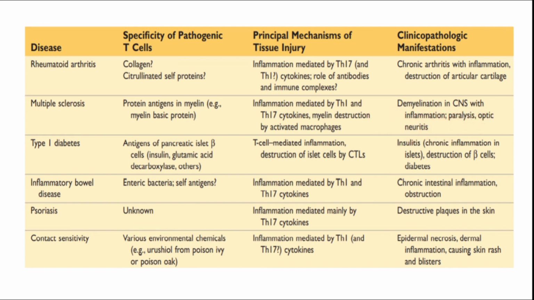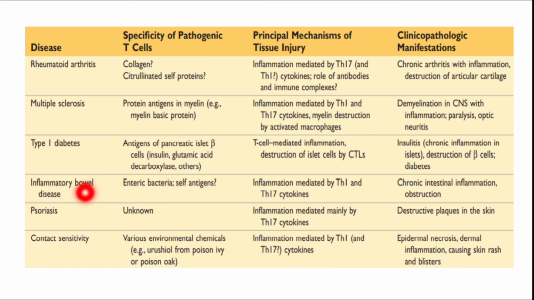Third example is type 1 diabetes, in which the hypersensitivity will be against the pancreatic islet beta cell, right? It will act as an antigen. And so the person can have chronic inflammation in the islet of beta cells, and the person can have diabetes, right? The fourth example is inflammatory bowel disease.